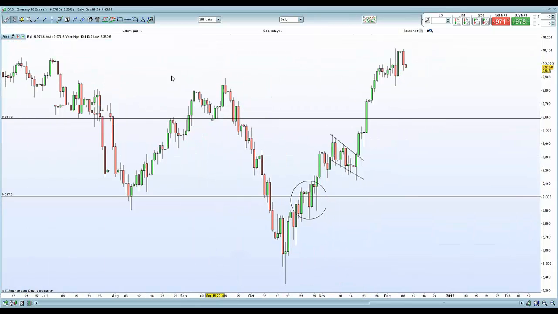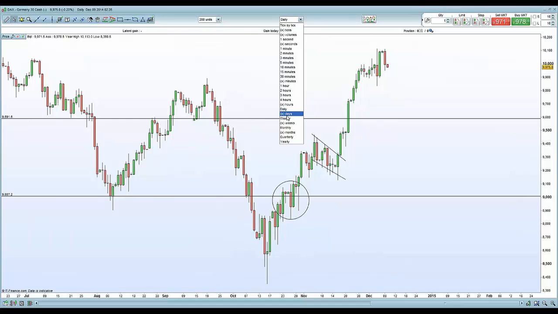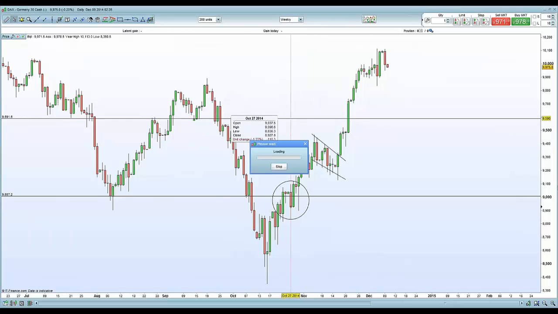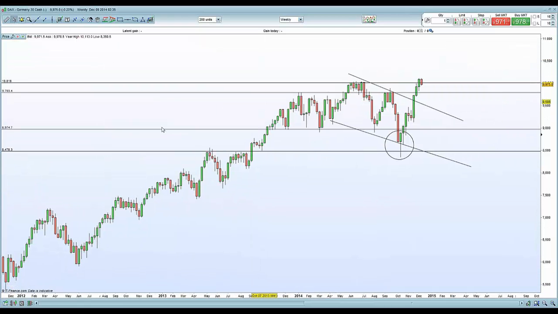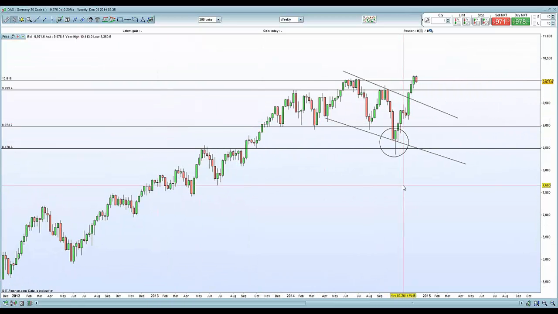Okay, this is the German 30 or the DAX. Okay, taking a look at the weekly chart. Now you notice most of the global indices like the DAX, the S&P, Wall Street, FTSE have been really bullish, and the DAX has simply broken through this channel and the key resistance level of the 9,800.